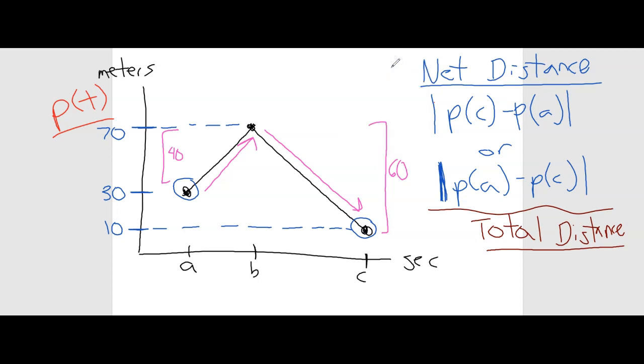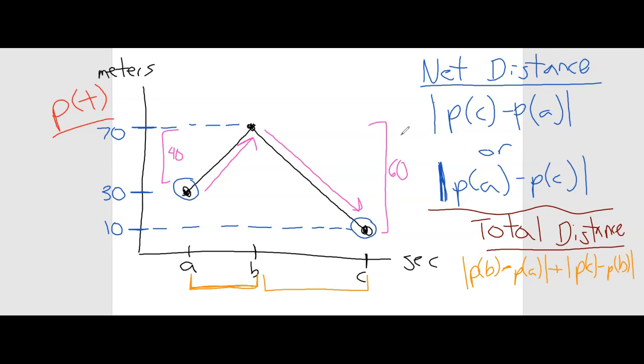So if I look at the distance the particle travels from A to B, the particle is always moving forward, or we could say it's always moving to the right because the function is always increasing here. So I know that the net distance from A to B is going to be equal to the total distance from A to B. So I could do the absolute value of P of B minus P of A. Okay, that covers the distance from A to B. Then I could add that to the net distance, which is also the total distance that the particle travels from B to C, because the particle is always traveling to the left, or backwards. The function is always decreasing from B to C, so my net distance and total distance are the same. So I could add this, plus the absolute value of P of C minus P of B.